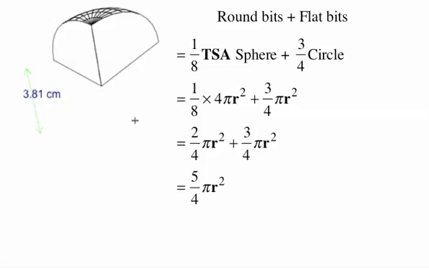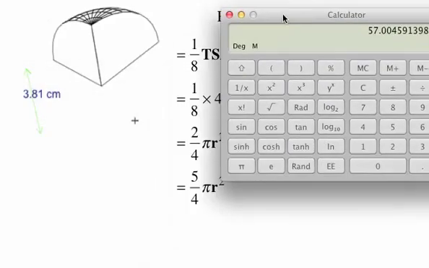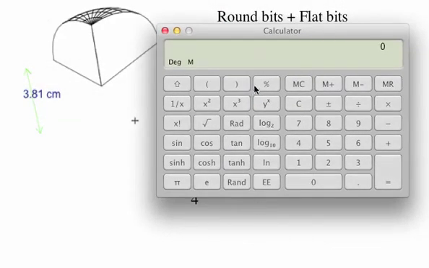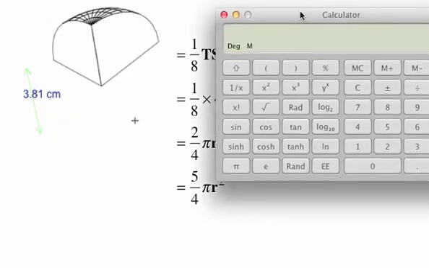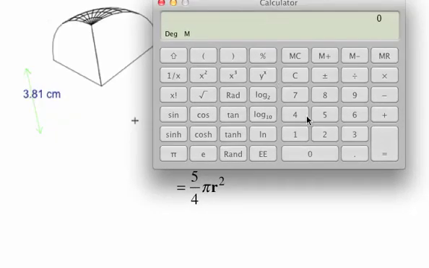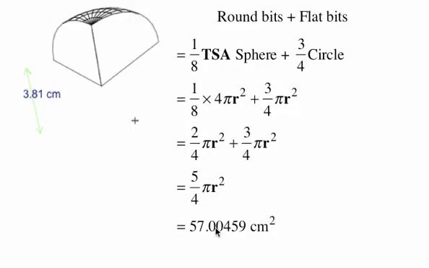Now I'm just going to use my handy dandy calculator, and let's clear that. So 5/4. Just move that over here. So 5 divided by 4 times pi times the radius, 3.81 to the power of 2 equals. Okay, so 57 point whatever. I'm just going to round this to 4 or 5 decimal places. I picked 5 decimal places.